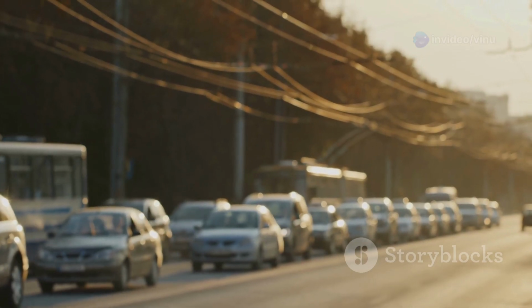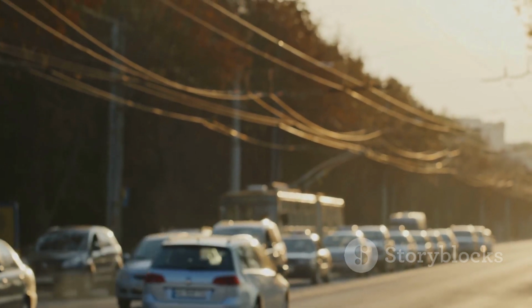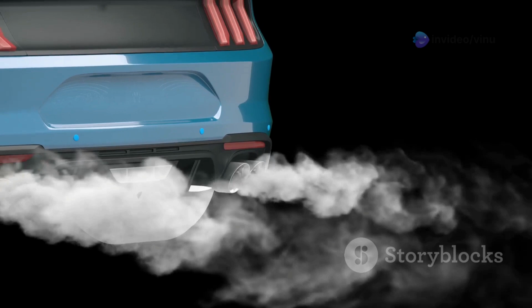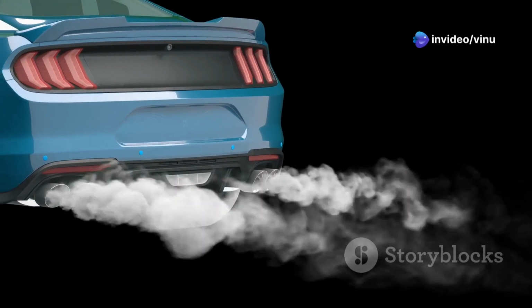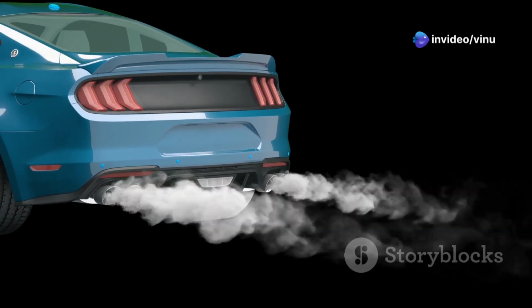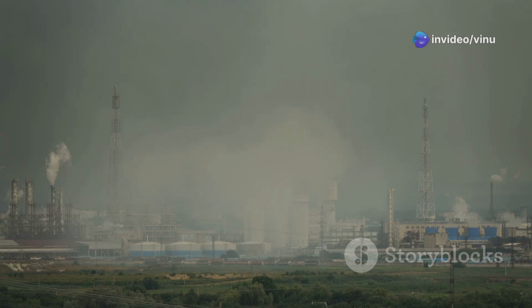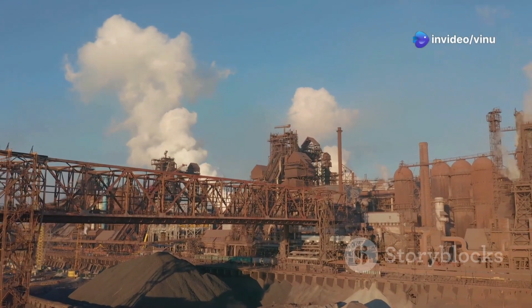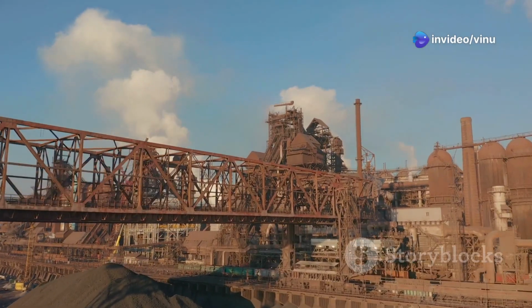Vehicle exhaust is a major source of air pollution, particularly in urban areas. Cars, buses, trucks, and motorcycles release a cocktail of pollutants including nitrogen oxides, particulate matter, and carbon monoxide. Industrial activities, such as manufacturing, mining, and oil and gas production, also contribute significantly to air pollution. These industries release a wide range of pollutants depending on the specific processes involved.